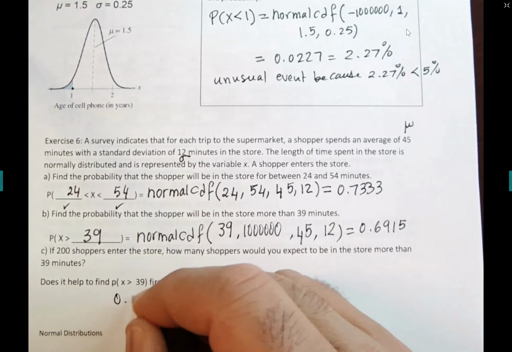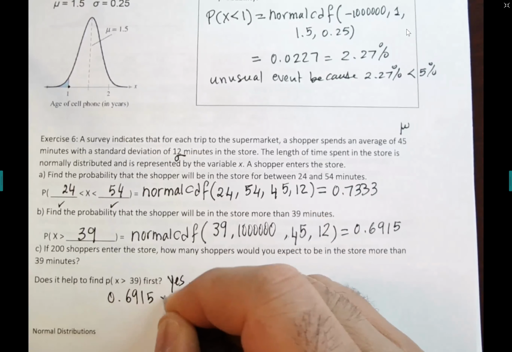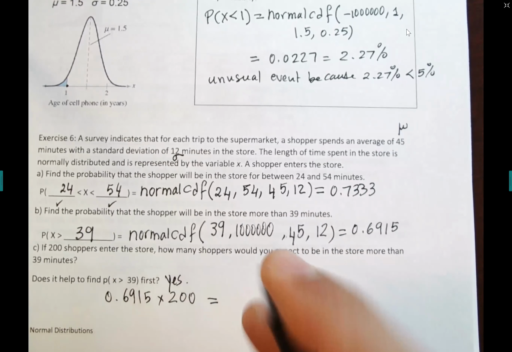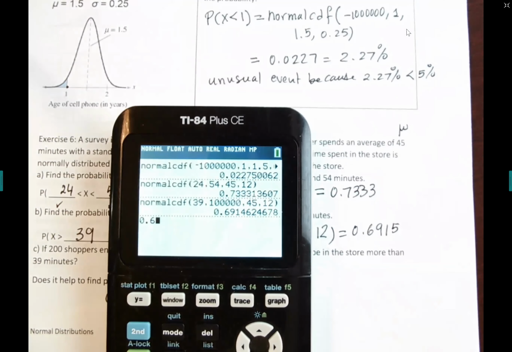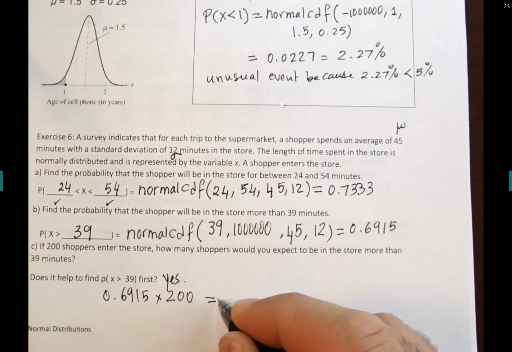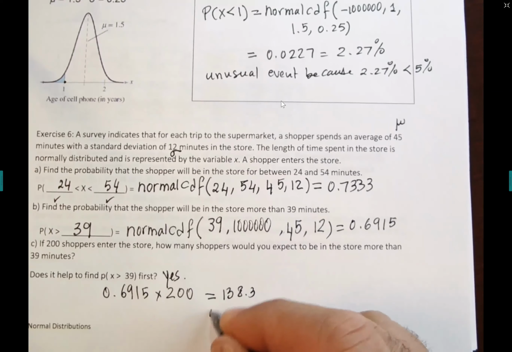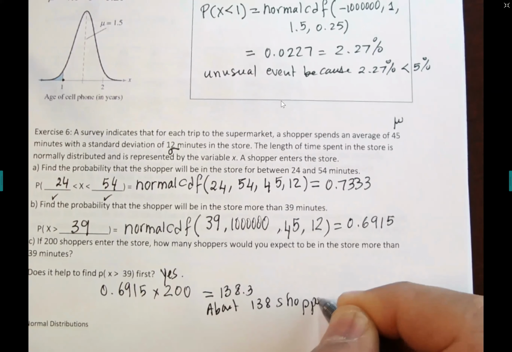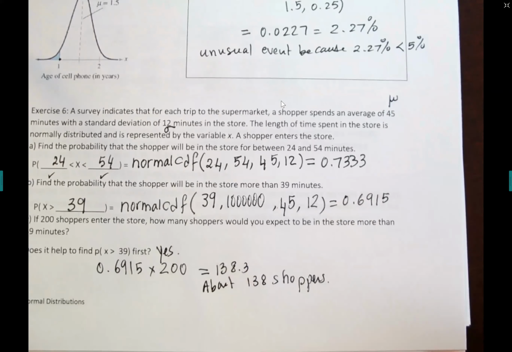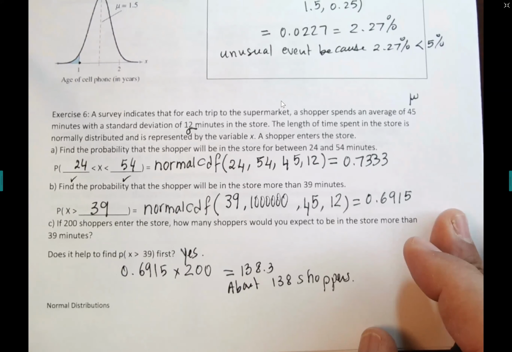And the answer will be 0.6915 times 200. Let me do this. And there's the answer. 138.3, you can make it 138 shoppers. See how important statistics is. That's how you answer this question.